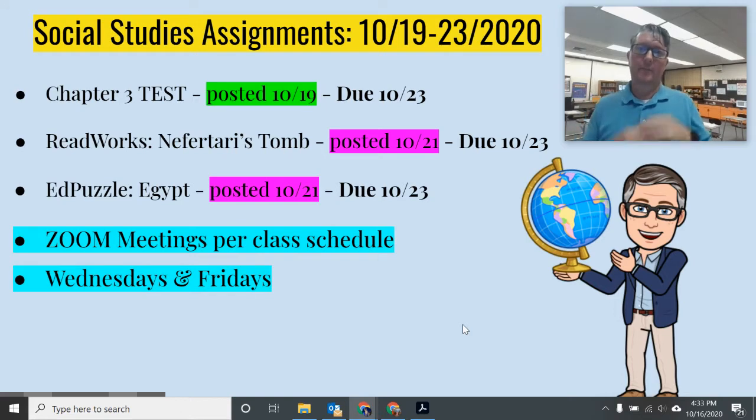First thing, the biggest thing, is the Chapter 3 test. That is being posted on Monday, the 19th. You have all week to do it. You can use your book and any notes that you have taken.